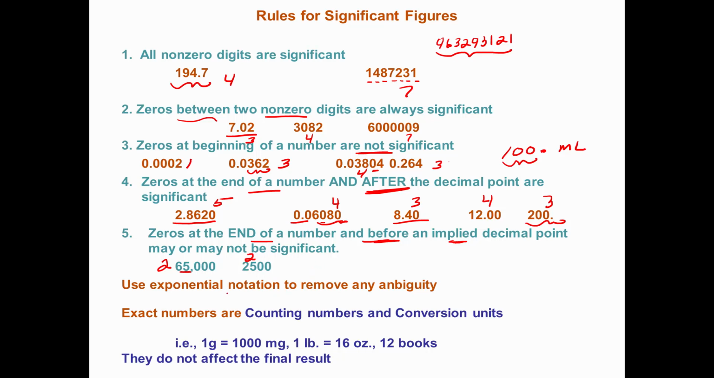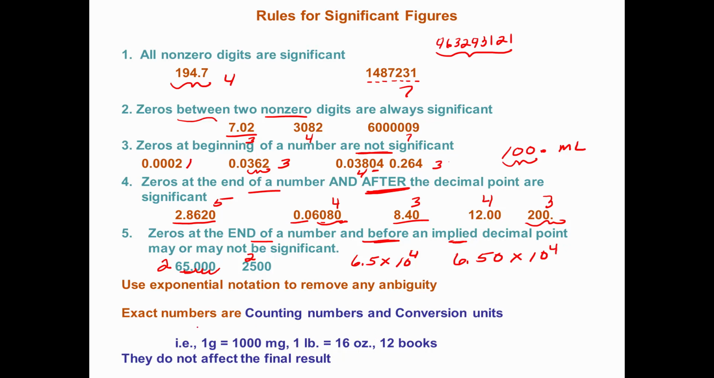What I can do is use exponential notation to remove any ambiguity. So 65,000, if that was 2 significant figures, I would report it as 6.5 times 10 to the 4. If it was 3 significant figures, that could be 6.50 times 10 to the 4.